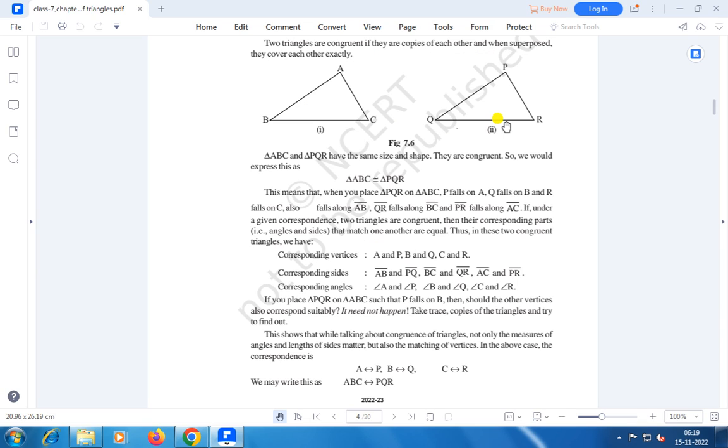Corresponding sides: AB and PQ are corresponding sides. BC and QR are corresponding sides. AC and PR are corresponding sides. Corresponding angles: angle A and angle P are corresponding angles. Angle B and angle Q are corresponding angles. Angle C and angle R are corresponding angles.